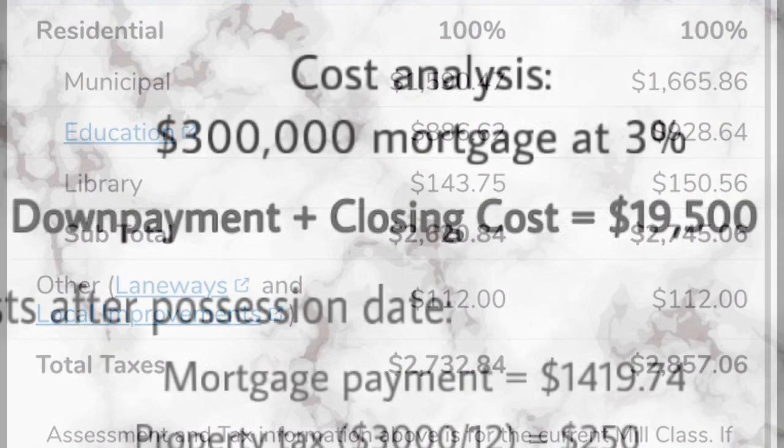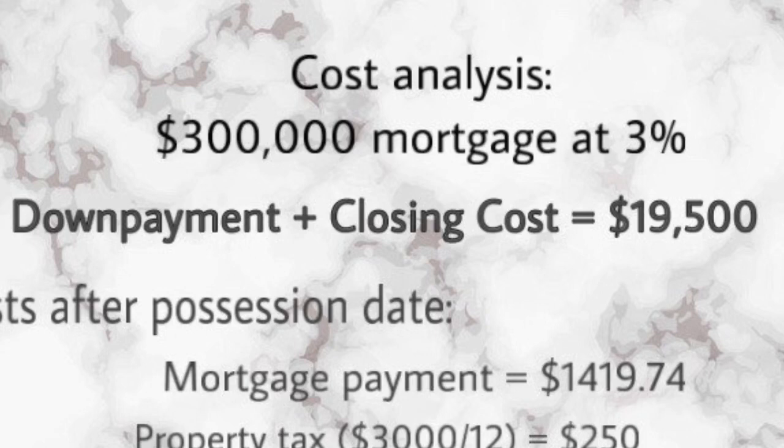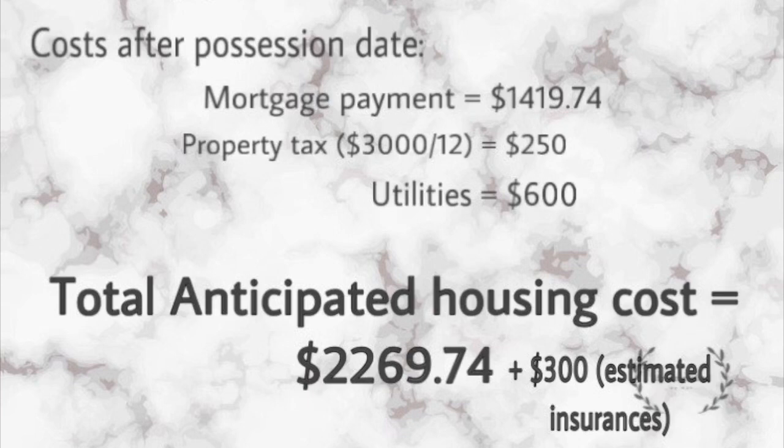Now, let's move on to the fun part, which is the cost analysis. Ano? So, we will take a $300,000 mortgage at a rate of 3% for a 5-year fixed closed mortgage with a 25-year amortization period. So, meron na kayong down payment and closing costs, which is about $19,500 as what we have discussed in my previous video. So now, let's take a look at the total anticipated housing cost for a $300,000 worth of mortgage, okay?